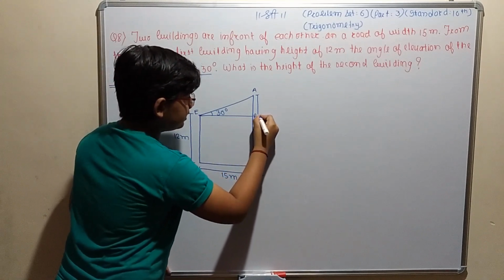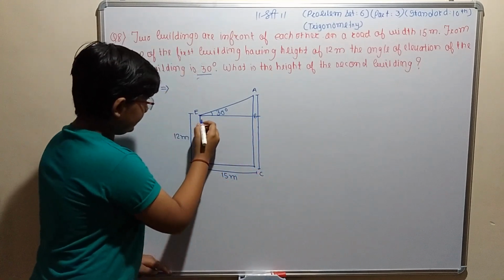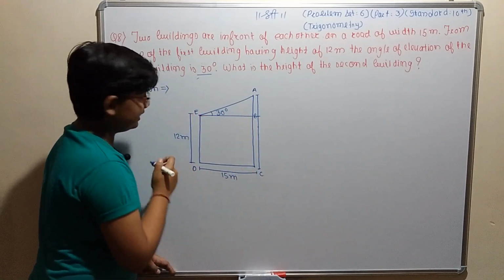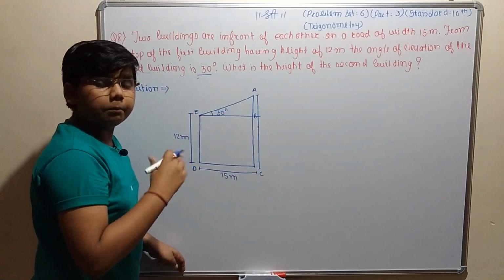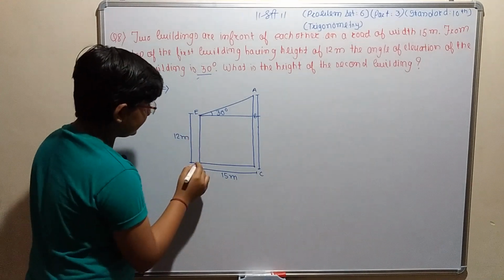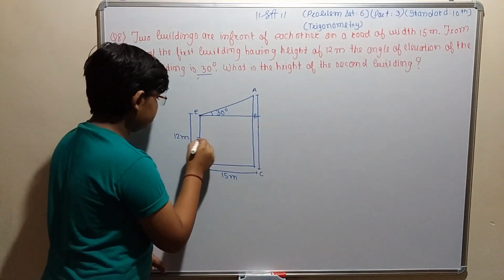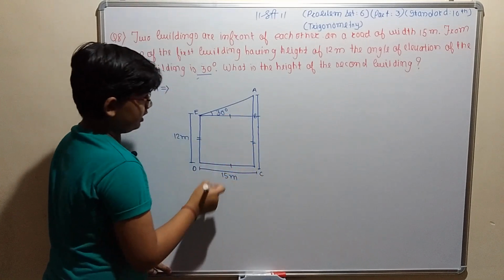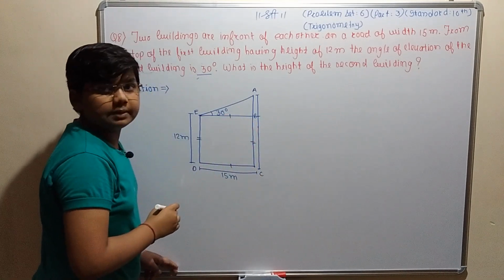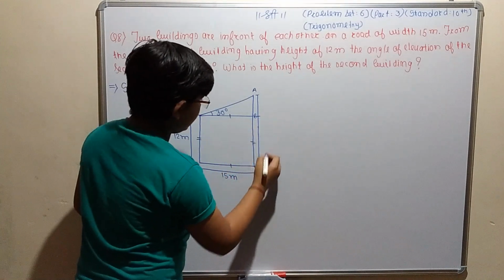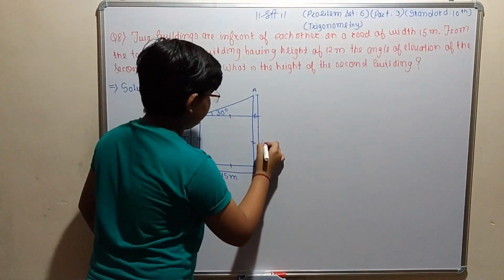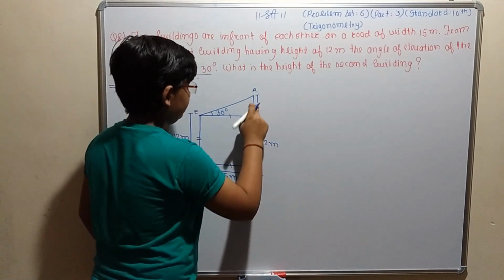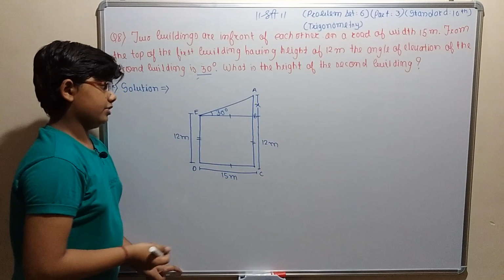Now from this length, BC, ED equals BC, because in this rectangle EBCD, opposite sides are equal. That means ED equals BC. So these two lengths are equal. And we also say that this length is equal to this length. So this much length will be equal to 15 meters. Correct? So the length of BC will be equal to 12 meters. Now consider the length of AB to be x.